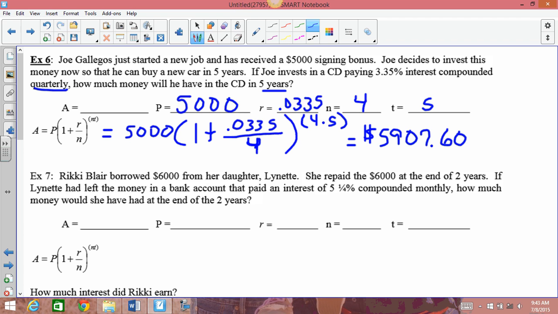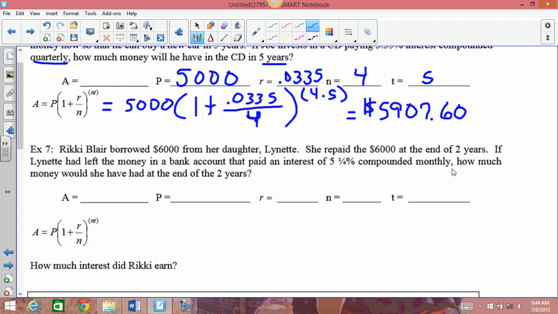Okay. So that would be how much he would have in 5 years. Another thing to think about is, how much money did this CD earn for him? Well, if he initially put in 5,000 and it's grown to a little over 5,900, I can just subtract those two numbers and figure out his money has earned for him $907.60 over the course of those 5 years, which is not bad.